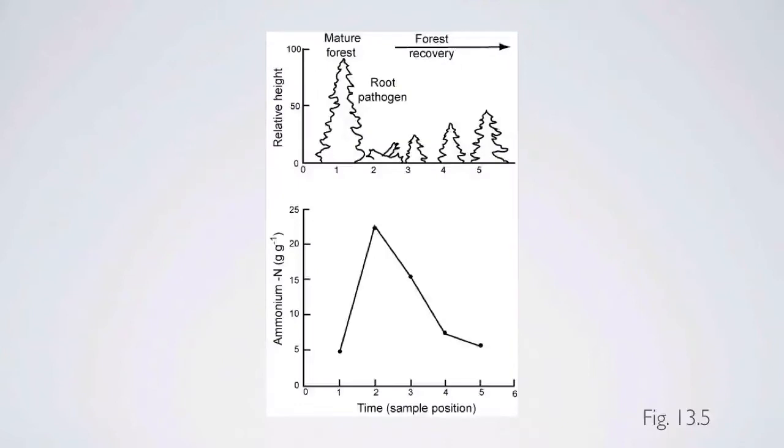Another example is thinking about forests and root pathogens. Here on the x-axis, we have a spatial gradient essentially that shows a mature forest that is hit by a root pathogen and then forest recovery. And essentially this occurs as a wave as that pathogen disperses through the landscape. So this area had been hit by the pathogen a while ago and then closer and closer in time up into the edge of the mature forest.